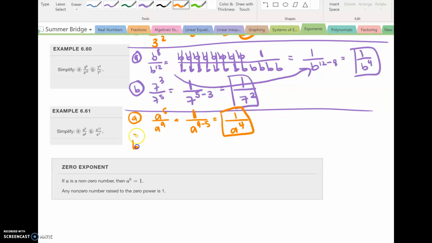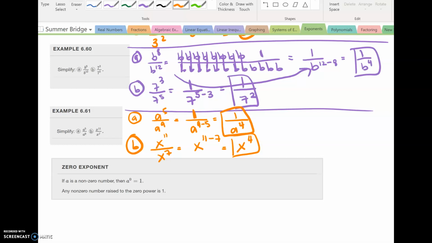Okay. B. We have x to the 11th power over x to the 7th power. So 11 is my largest exponent because 11 is bigger than 7. So I know my answer is going to end up being in the numerator. And I'm going to do my largest exponent minus my smallest exponent in the numerator. And then that's going to end up being x to the 4th power. And that's really all there is to it.